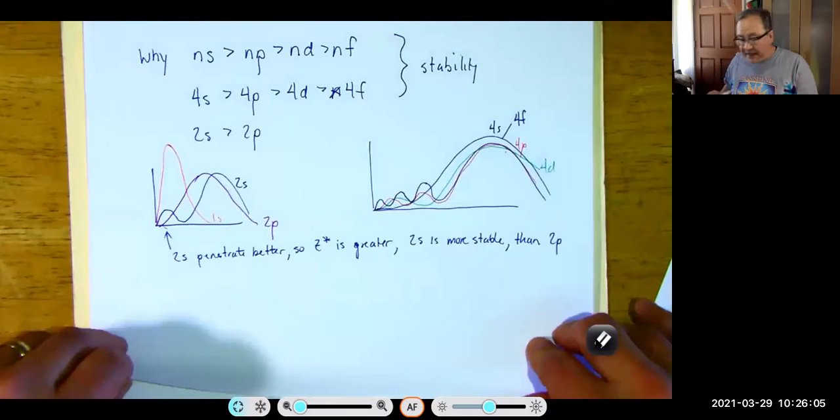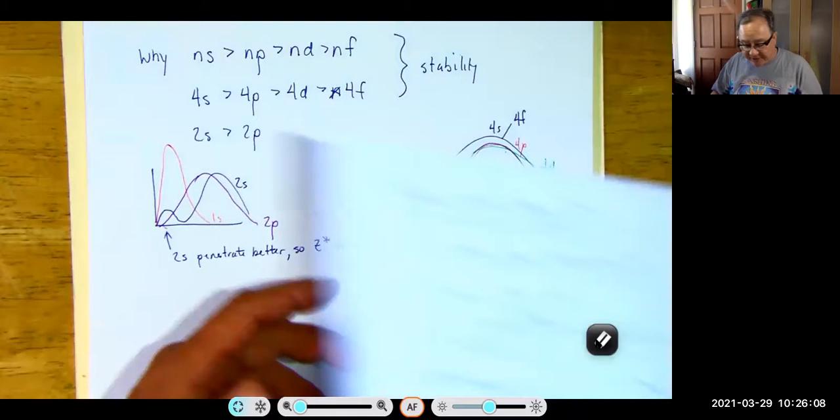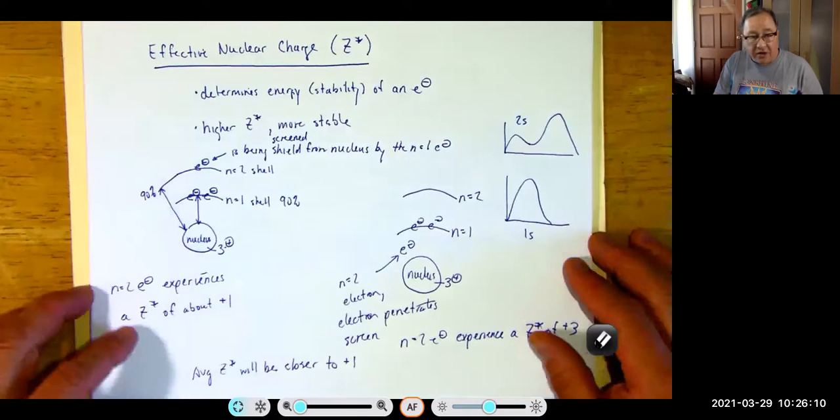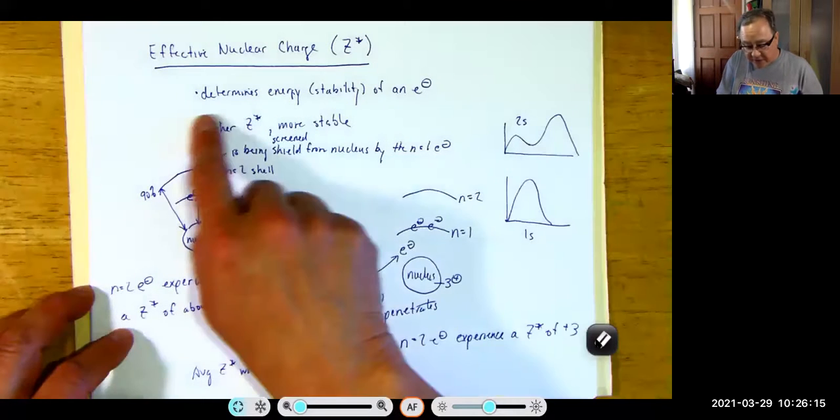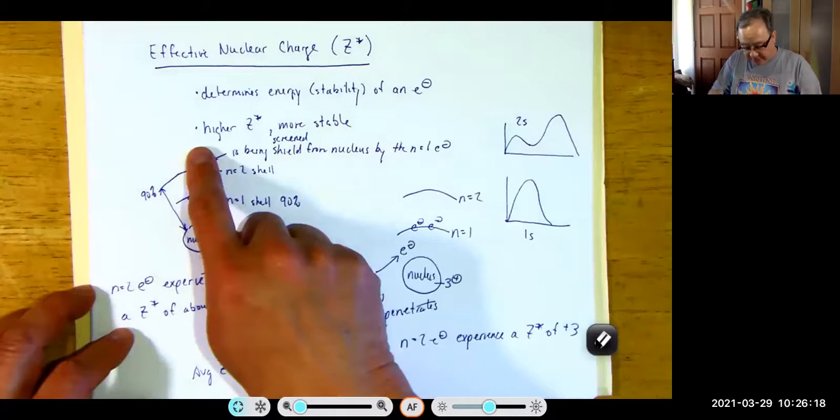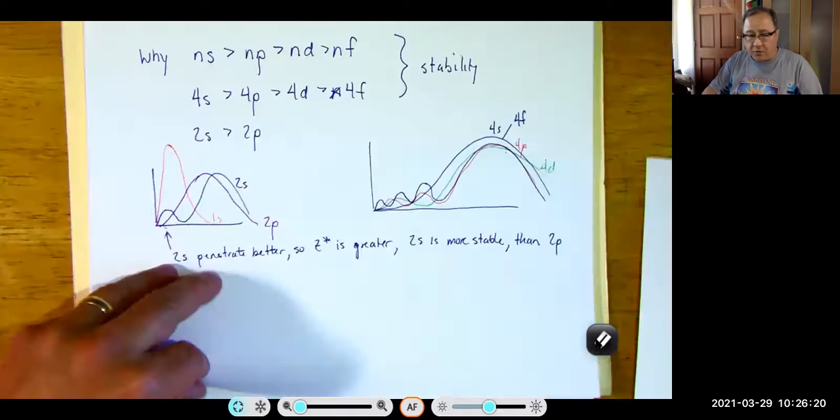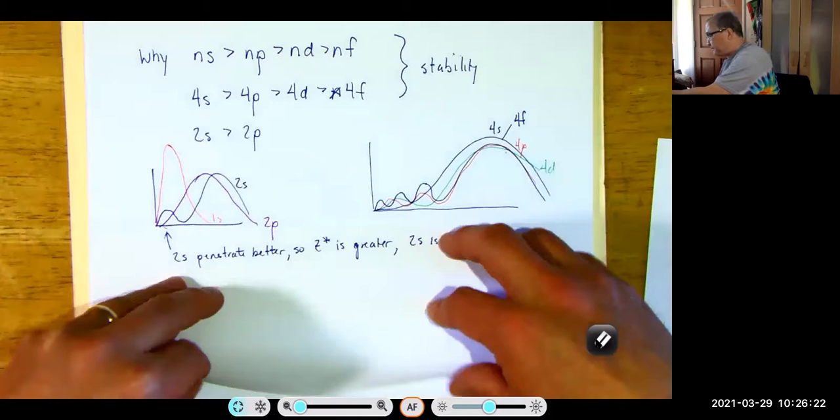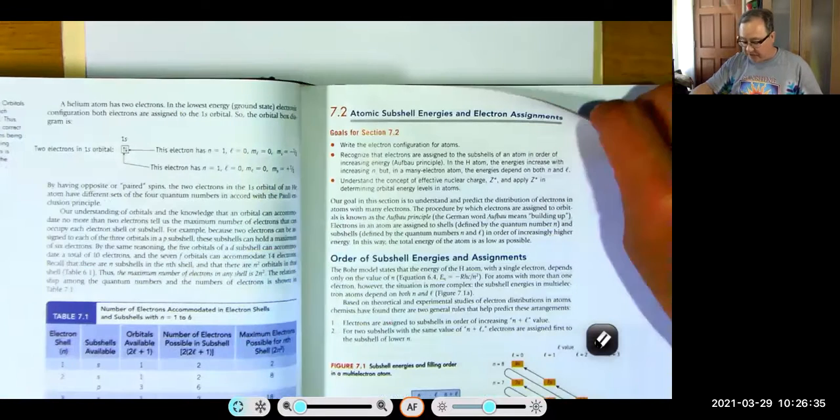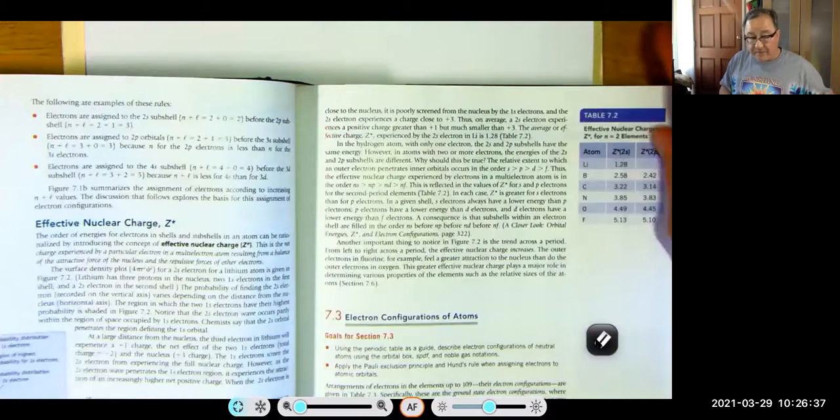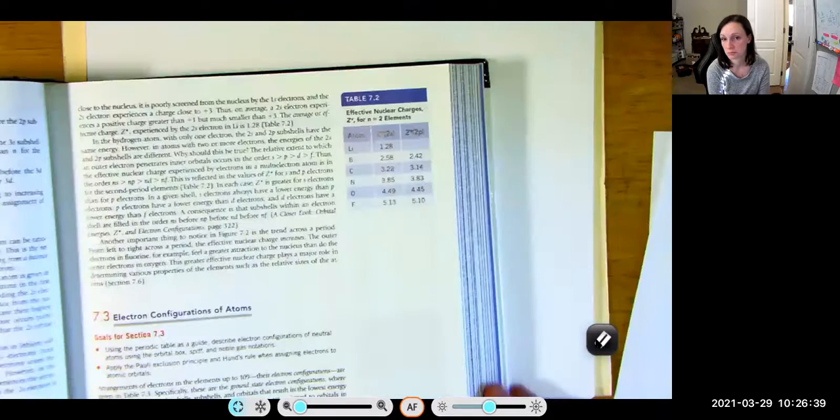And the name of the game is ultimately this. Z star, which is the effective nuclear charge, determines the stability of the electron. The higher the Z star, the more stable. Now I want to show you one more thing here that's pretty important. Not for you to memorize, but rather so you can see Z star. Now remember, we're comparing Z star for electrons that are in the same shell, right? Yes, we are.